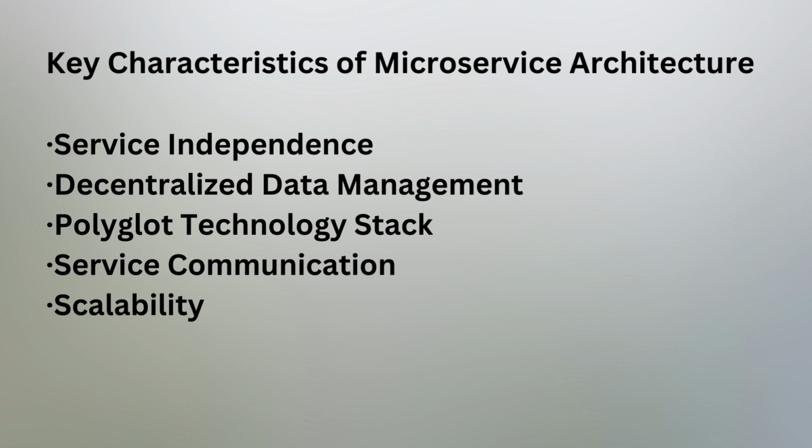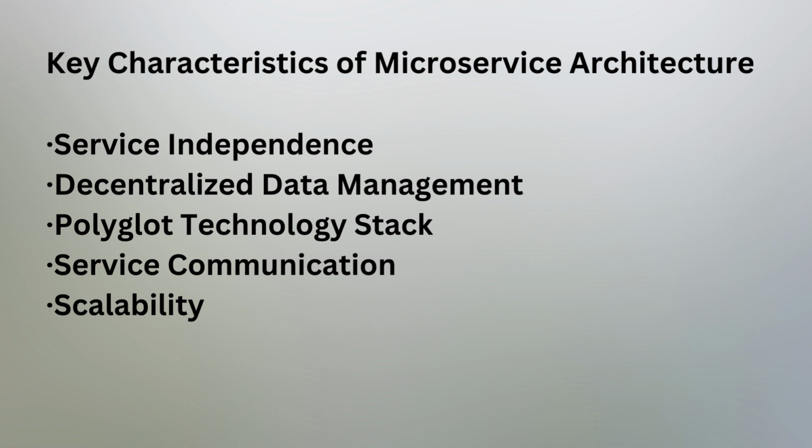Key characteristics of microservice architecture. Service independence. Each microservice operates independently of others, having its own database and code base. This isolation enhances fault tolerance and allows teams to work on different services simultaneously. Decentralized data management. Data is distributed among multiple services, with each service managing its own database. This decentralization promotes scalability and resilience.